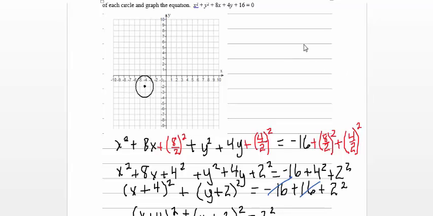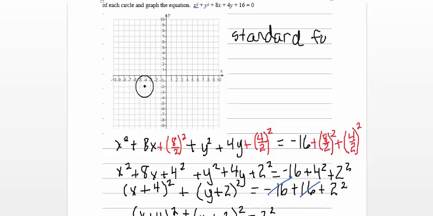All right, so this is how I would graph the circle, simply by plotting the center and then moving 2 units up from the center, 2 units down, 2 units right, 2 units left, and attempting to draw a circle using those 4 points as a guide.